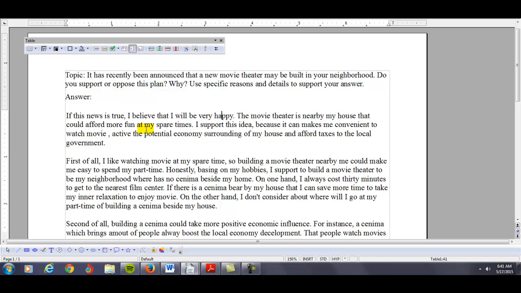So you have, if this news is true, I believe that I will be very happy. I would change this to give you a little bit better sentence structure: having a movie theater nearby my house could afford more fun. I'd probably use the word give here: more fun in my spare time. So I support this idea.